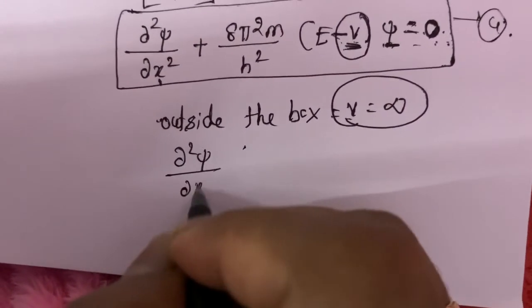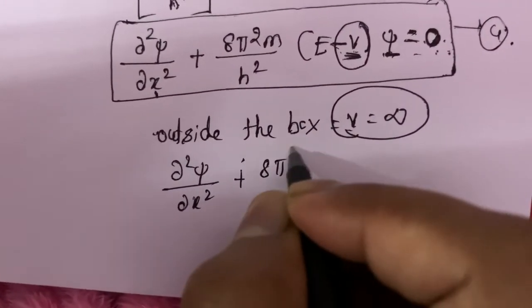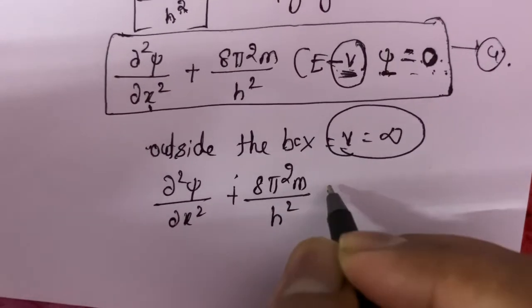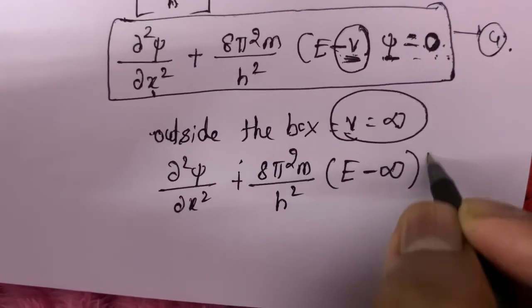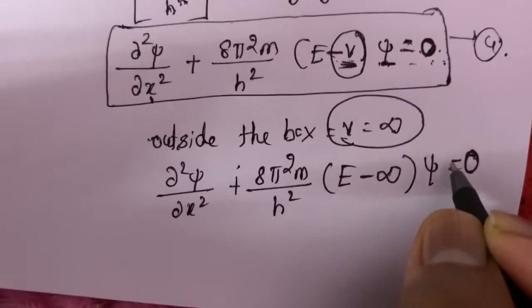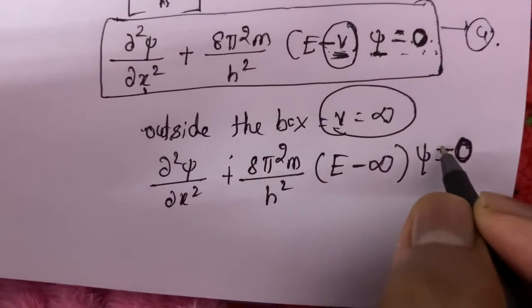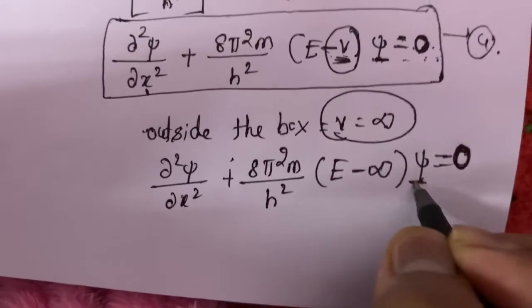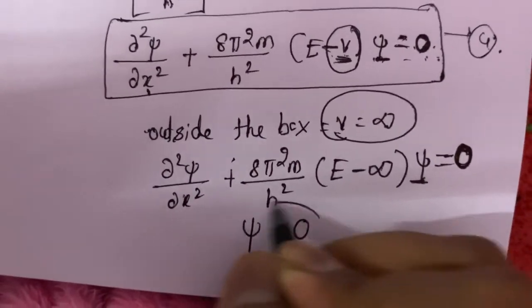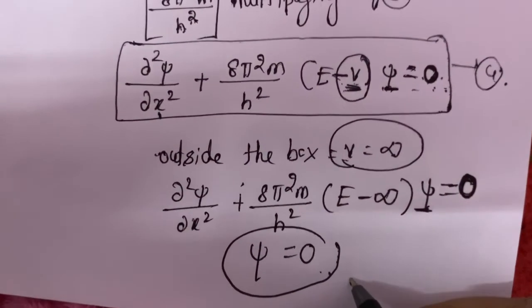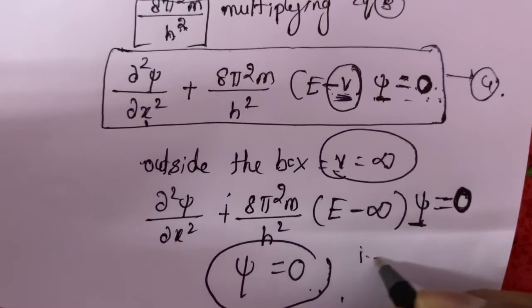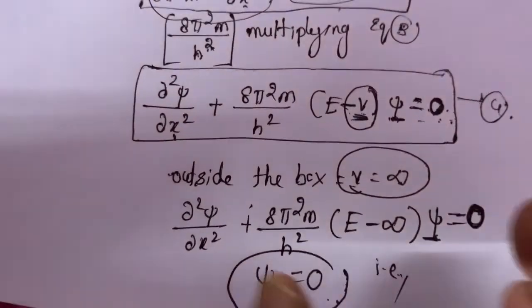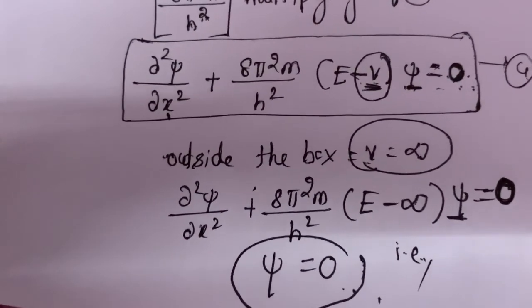So I am going to write the first substitution. After substitution, dou square psi plus 8 pi square m upon h square, E minus V, where I substitute V as infinite, times psi equals 0. The entire equation needs to become 0, which is only possible when psi is 0. That means psi is 0, which indicates the particle is not present outside the box. It is confirmed by the above equation, right? Now whether the particle exists inside the box or not, we are going to check.